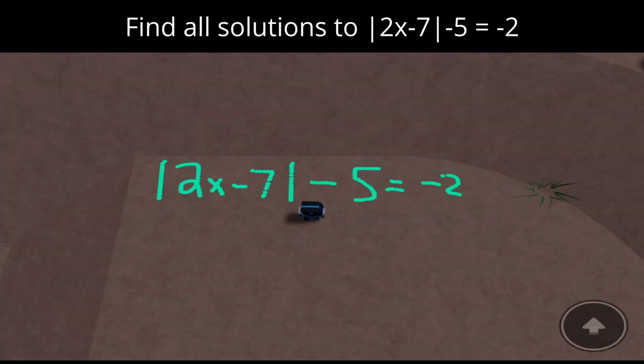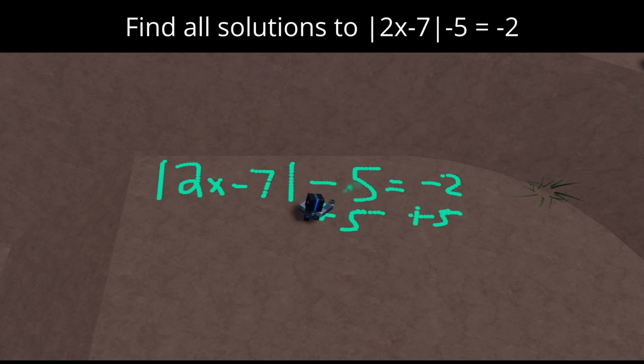It says the absolute value of 2x minus 7, minus 5, is equal to minus 2. So the first step is to add 5 to both sides to isolate the absolute value. If I do that, I'll have 2x minus 7 in absolute value signs is equal to plus 3.